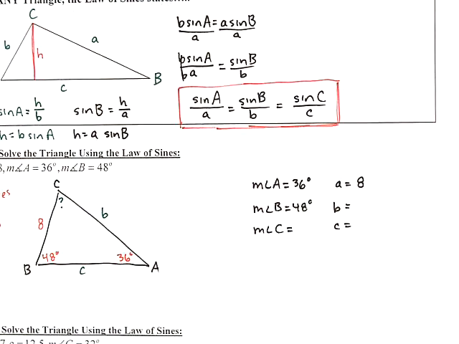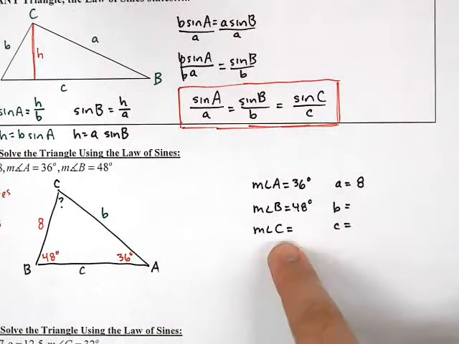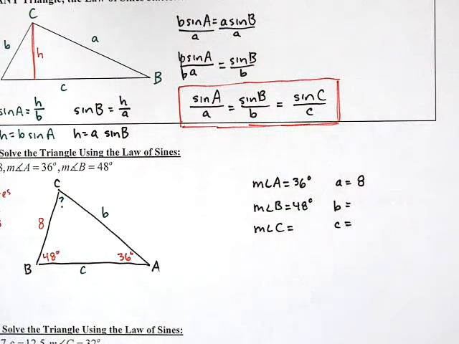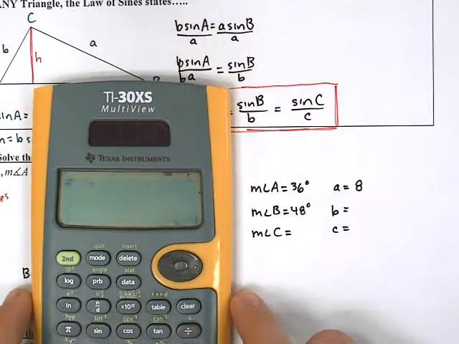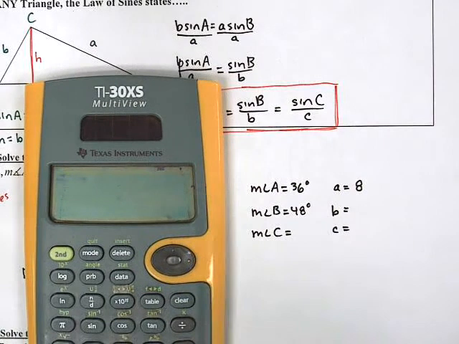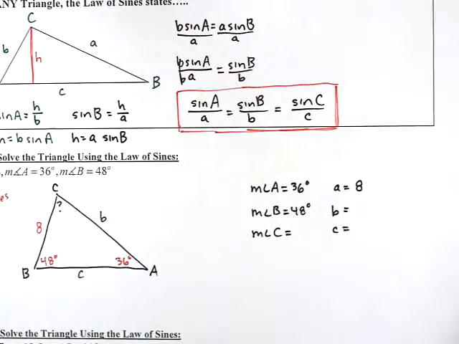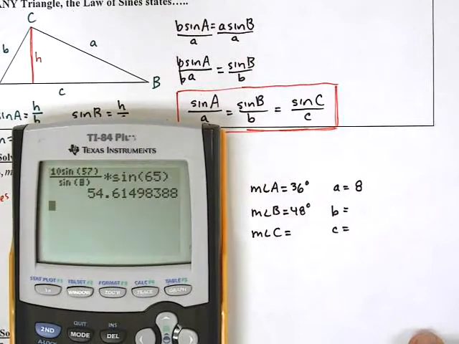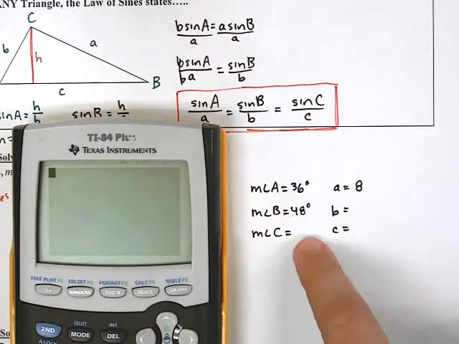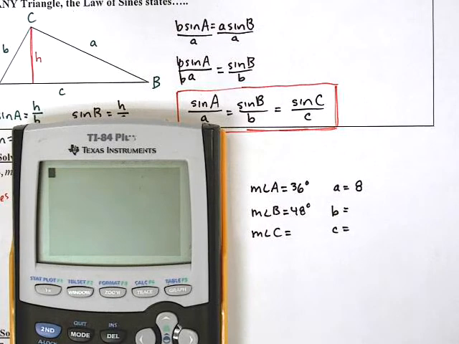Now remember, you're going to have a calculator here. What's the easiest way to get the measure of angle C? Do we have to do any crazy formulas? Absolutely not. Well, hopefully you guys remember. I should be using a graphing calculator just because I know that's what you guys have. We know that a triangle adds up to 180. So 180 minus 36 minus 48, 96.